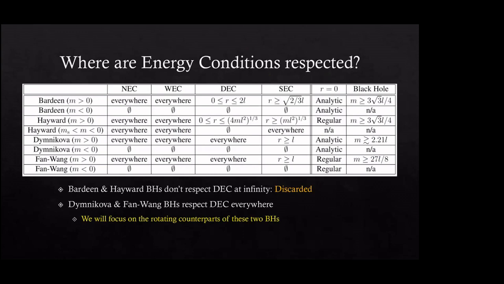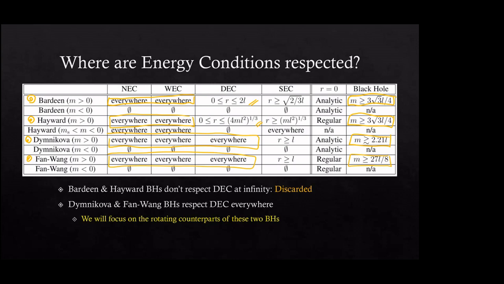And let us see where the energy conditions are respected. So let us focus on the black hole case. So the black holes are realized under these inequalities. And then in the Bardeen case, null and weak energy conditions are satisfied everywhere, but the dominant energy condition is respected only in this region. And this is similar to the Hayward case. But in the Dymnikova black hole and the Fan black hole, the dominant energy condition is respected everywhere.